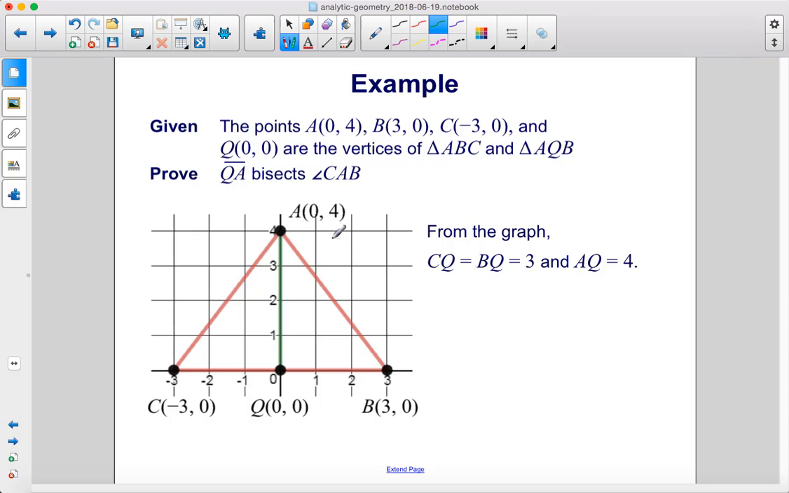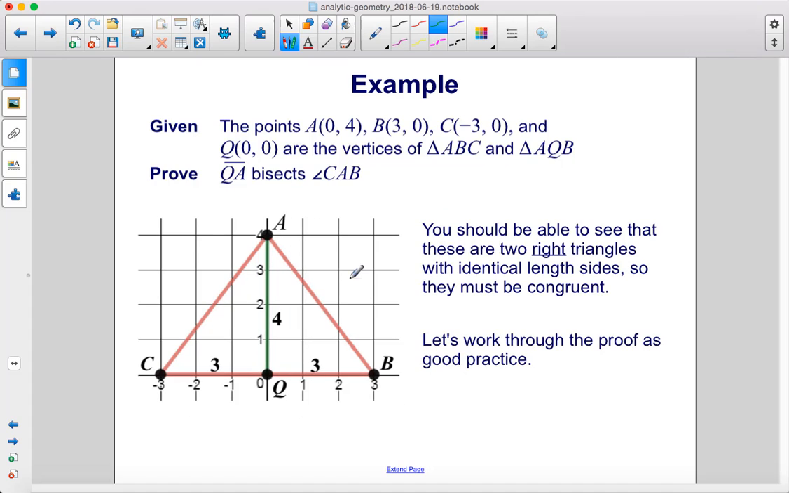From the graph, we see that CQ equals BQ, and they're both equal to 3, and AQ equals 4. You should be able to see that these are two right triangles with identical length sides, so they must be congruent. Let's work through the proof as good practice.